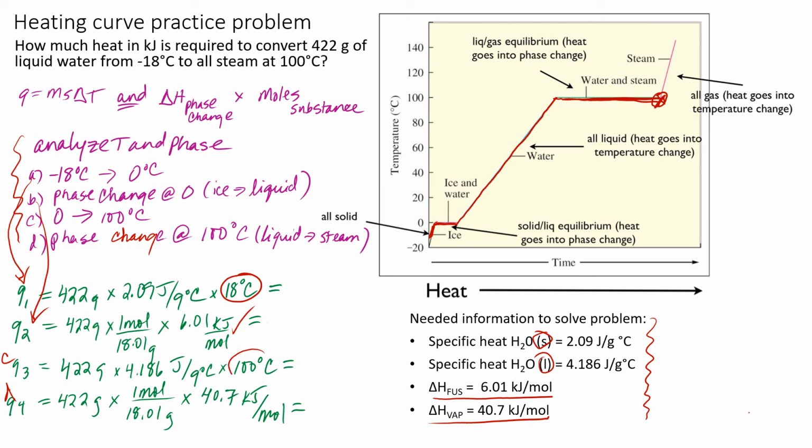In the third calculation, we have 100 degrees centigrade delta T and a specific heat of liquid water, which is higher, you might notice, than the specific heat of ice. And then finally, calculation 4, we're going to go back to the molar heat, this time of vaporization, so we're going to use 40.7 kilojoules per mole. If we do all the work, these are the numbers we get.